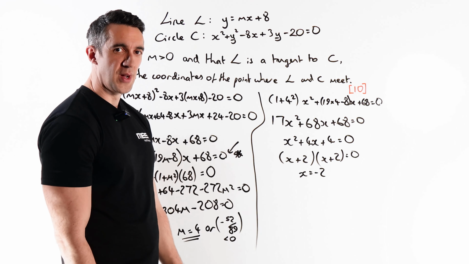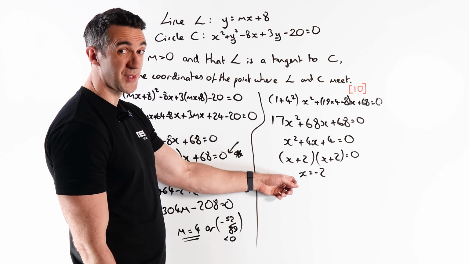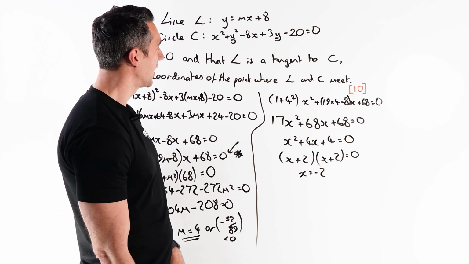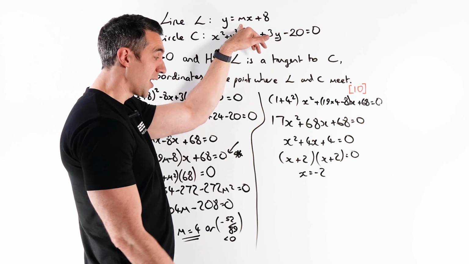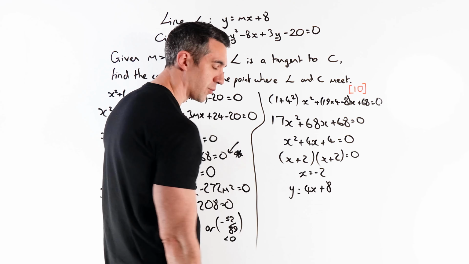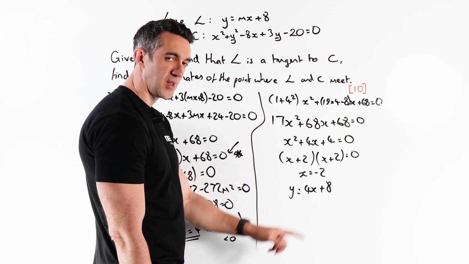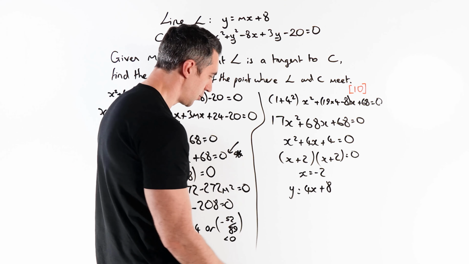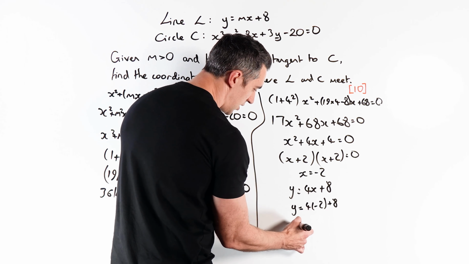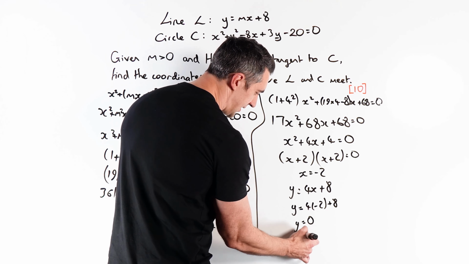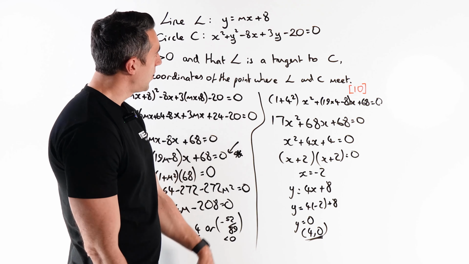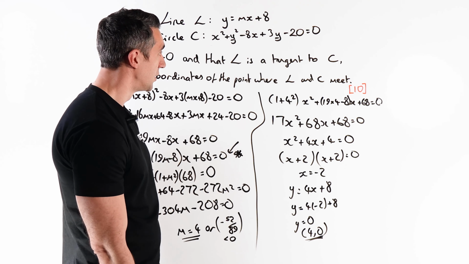And then, as always with simultaneous equations, we need to go back and find out what y is. So you've got your choice. You can do the line or the circle. I know which one I'm picking. Remember, we know the equation now is y equals 4x plus 8, because we found out that m was 4. And we'll sub our value for x equals minus 2 into that. So we've got y equals 4 times minus 2 plus 8, which actually turns out to be 0. So (-2, 0) is the coordinates of where our line and circle meet.